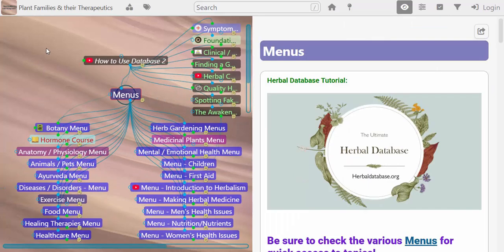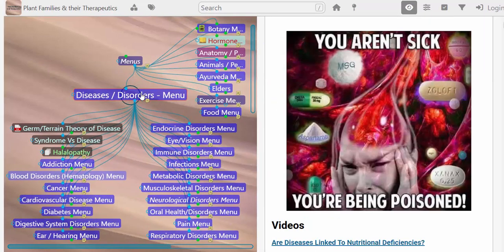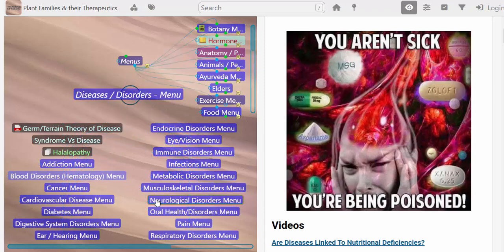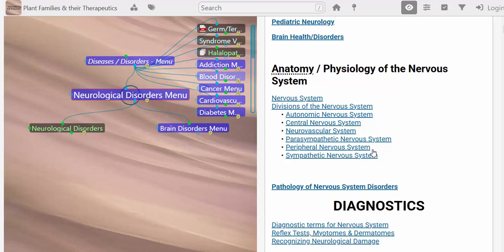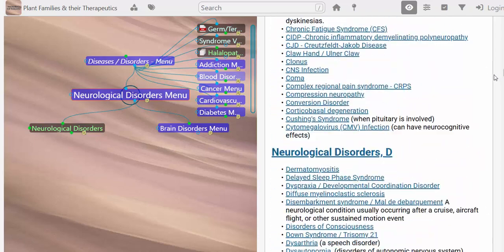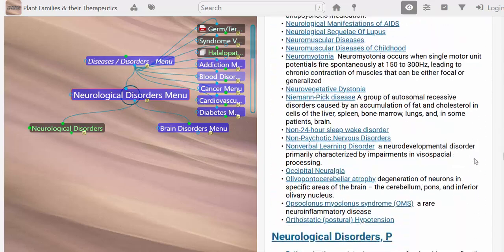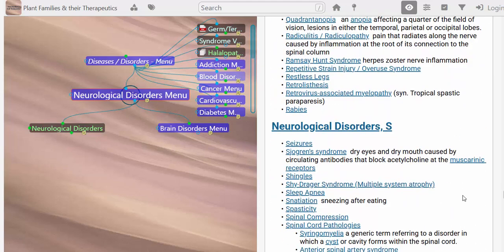Now we know that seizures are a neurological disorder. So let's go down to the Diseases and Disorders menu. Then let's go down to the Neurological Disorders menu. Click on that. And here they're going to be listed alphabetically. So let's scroll down. There's diagnostics, and here they all are. Let's go down to S for seizures. Here we go. And click on seizures.